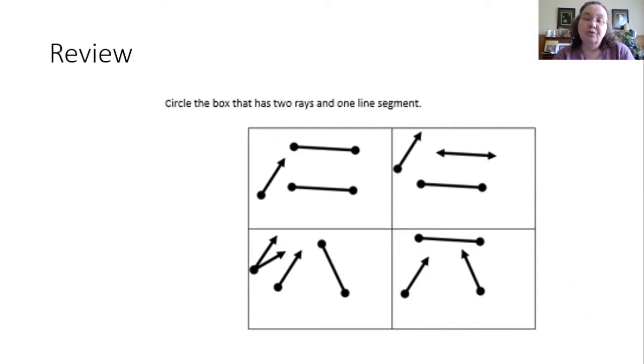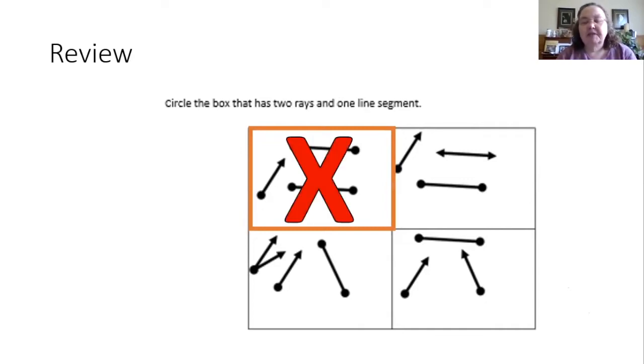Wonderful. Well, when I left you last time, you had an exit ticket and it said, circle the box that has two rays and one line segment. So let's check it. Let's look at the first box. Does it have two rays and one line segment? No, it has one ray and two line segments. So this one is not correct. Let's look at the next box.